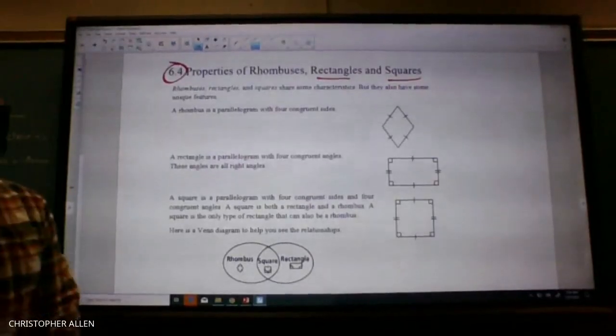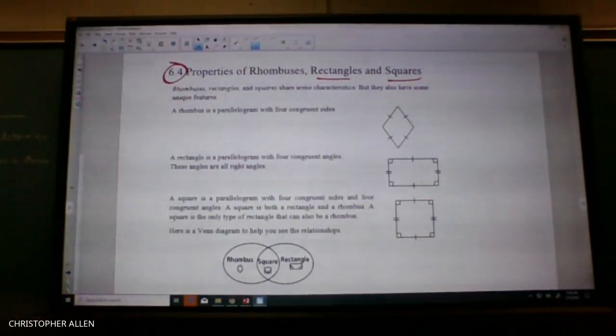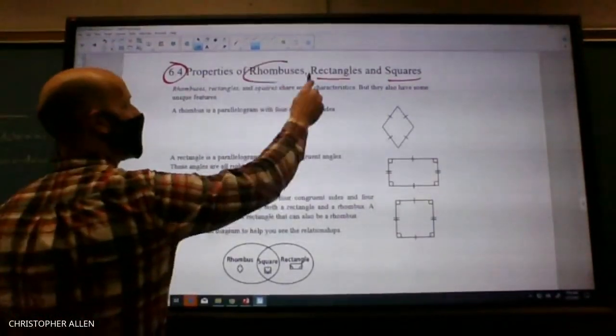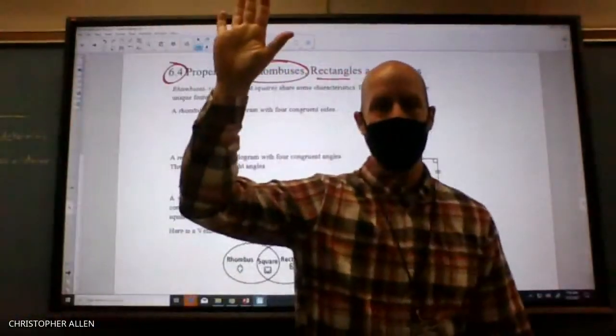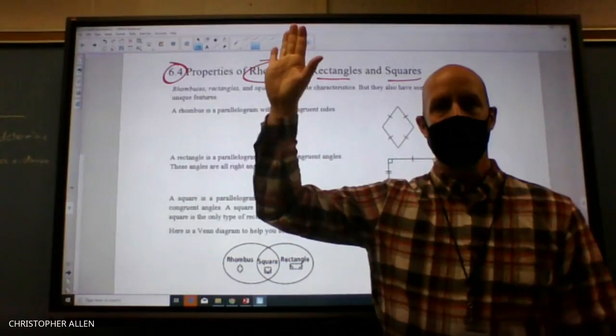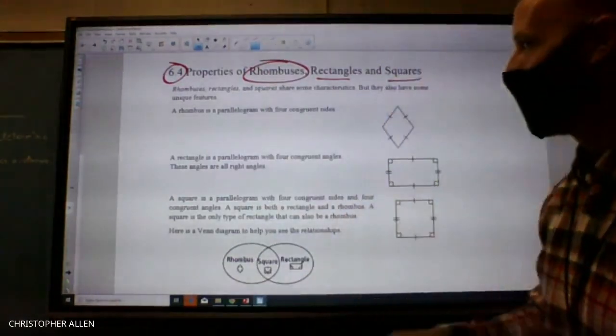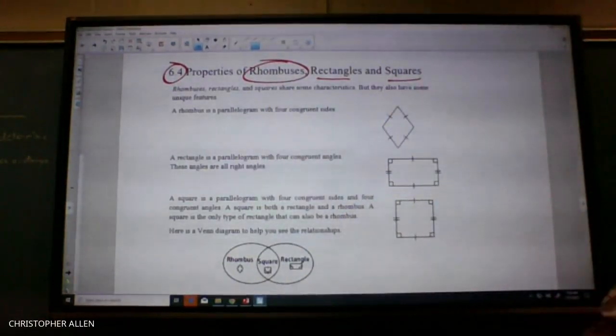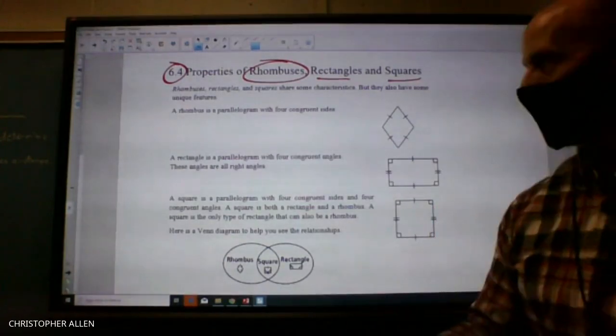Rectangles and squares you are probably familiar with from things you've learned in the past. Just by a show of hands, do you know what a rhombus is? I know what a rhombus is. Okay, good. At least one person, so that's good. The good news is I'm going to define it for you.